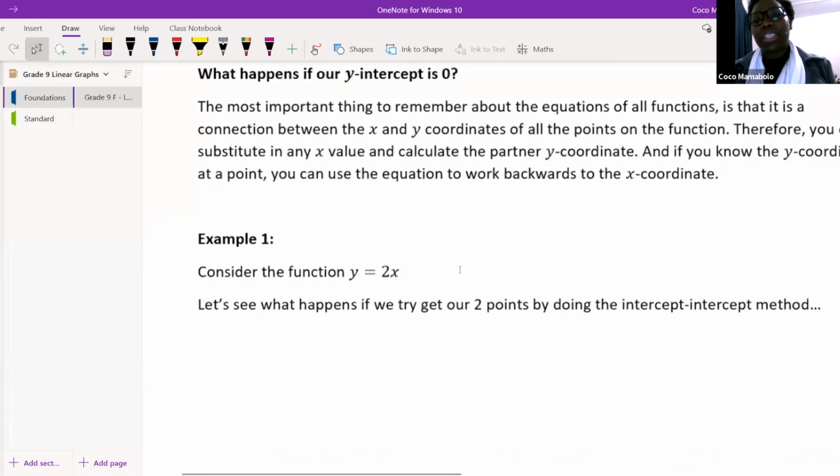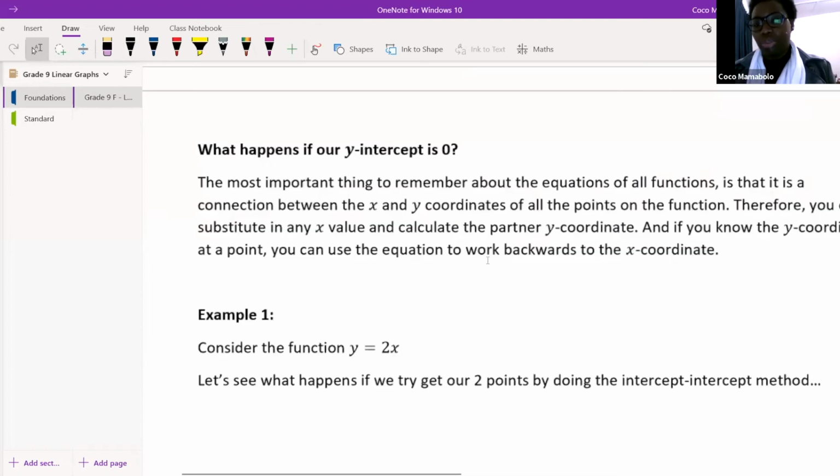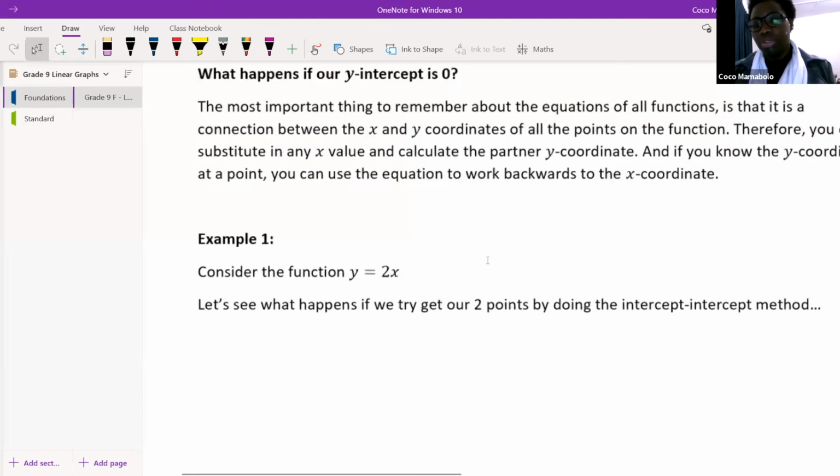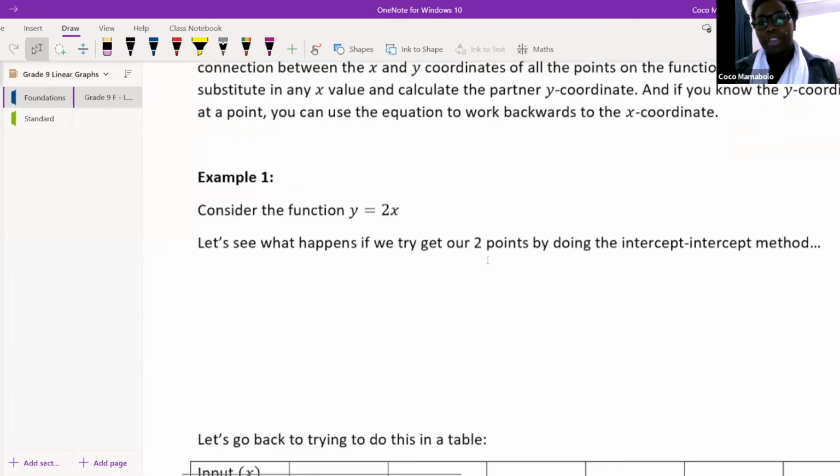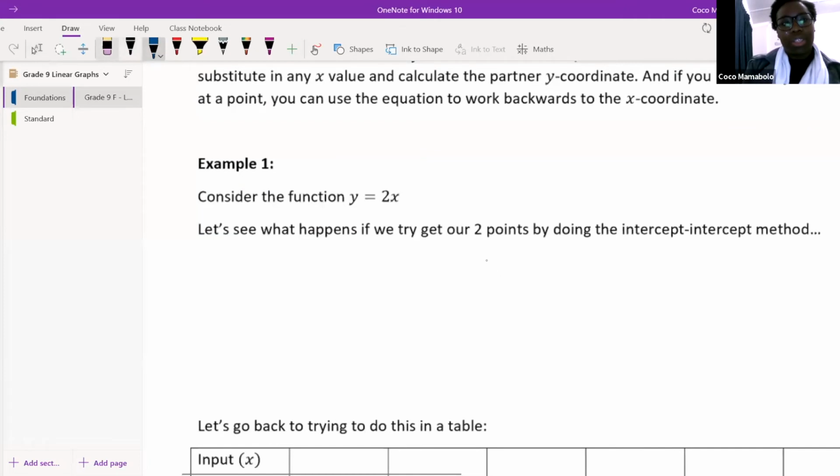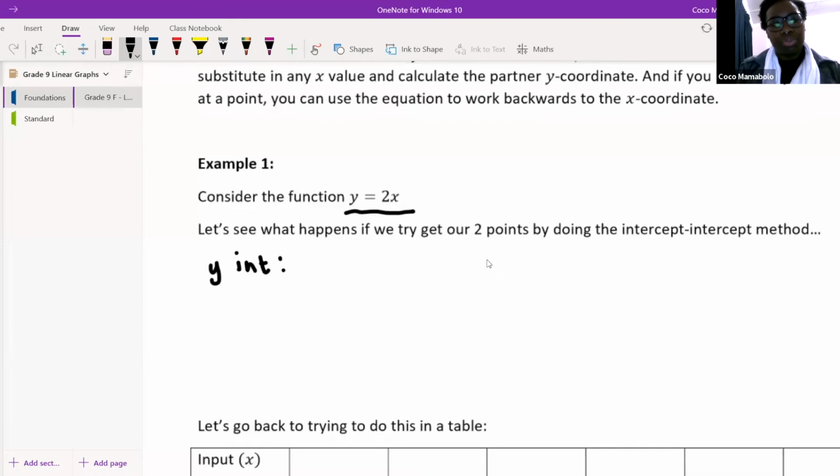Okay. So what happens if our y-intercept is 0 and our x-intercept is also 0? Then we don't have exactly 2 points. Okay, now we're going to consider this function over here. So if I asked you guys, in this example, if I wanted to find my y-intercept for y is equal to 2x, what would I have to do? And if I had to find my x-intercept, what would I have to do?